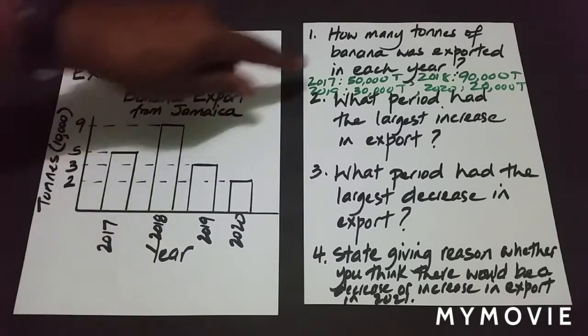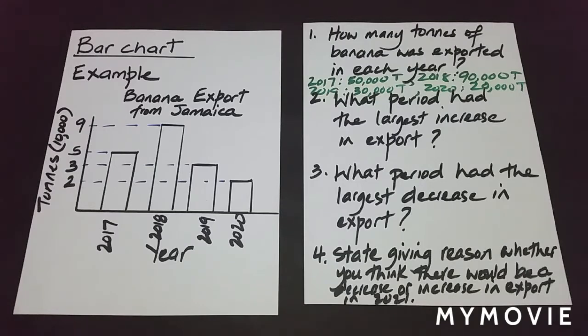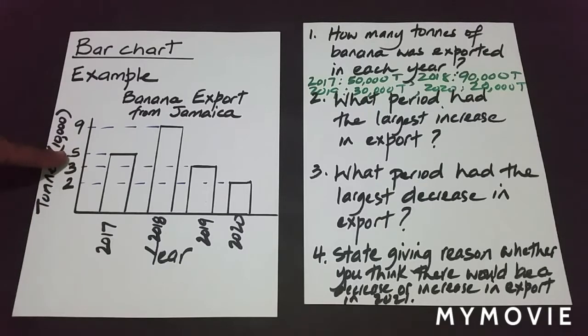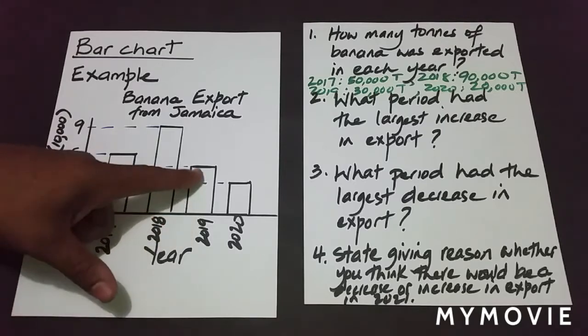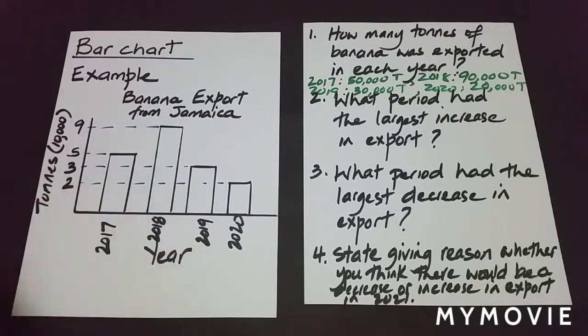Of course, I'm working with a limited space, so you should mention that in a proper statement. In 2017, 50,000 tons of banana was exported. 2018, 90,000 tons of banana was exported. 2019, 30,000 tons of banana was exported. And in 2020, 20,000 tons of banana was exported. So 2017, 50,000 tons; 2018, 90,000 tons; 2019, 30,000 tons; and 2020, 20,000 tons. So that will take care of question 1.